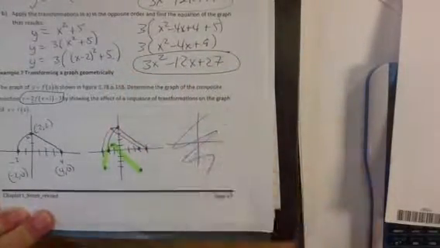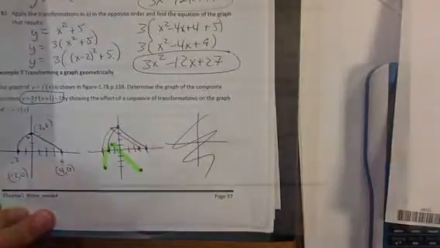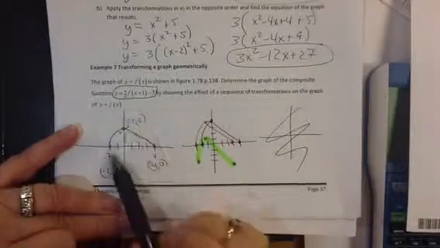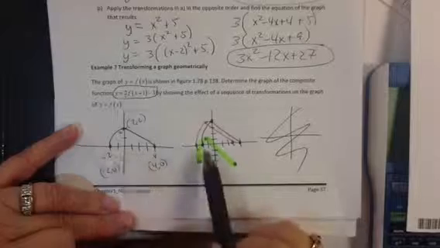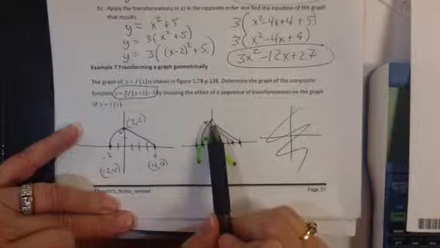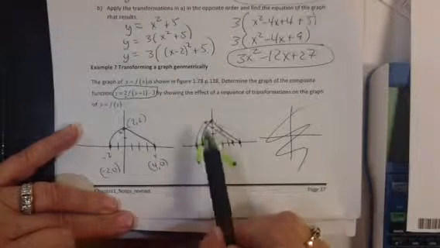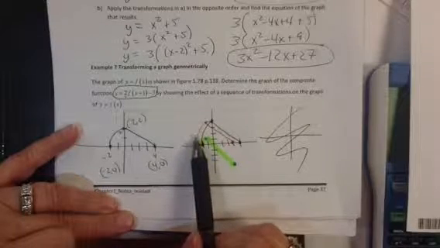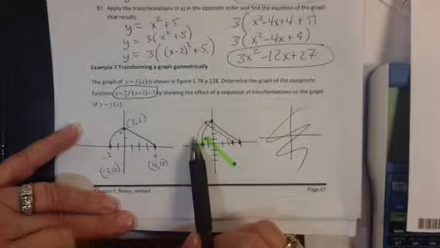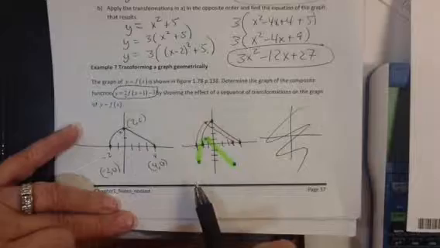And that is the sequence of transformations. So this is my original, and we multiplied the y values by 2 and stretched it. Then we moved on the red to the right, the left 1, and then in the green we went down 3.